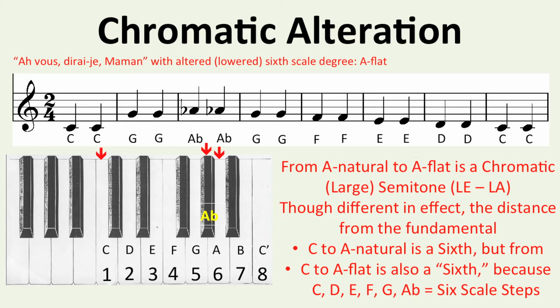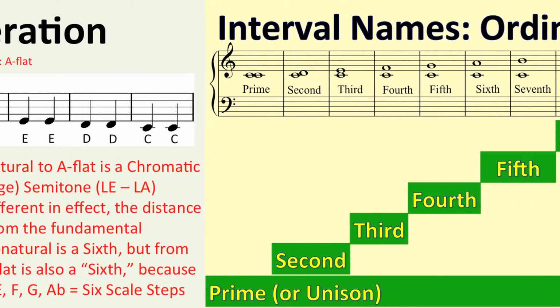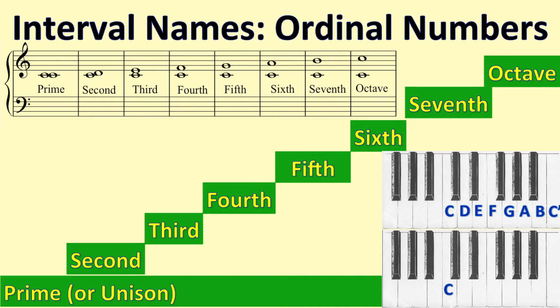Though the numerical name of the altered note remains the same, the altered sixth is still called a sixth of some sort. This phenomenon demonstrates that we need a more precise nomenclature for intervals. Here are the diatonic intervals of the major scale as measured up from its root, or fundamental tone: prime, or unison, second, third, fourth, fifth, sixth, seventh, and octave.